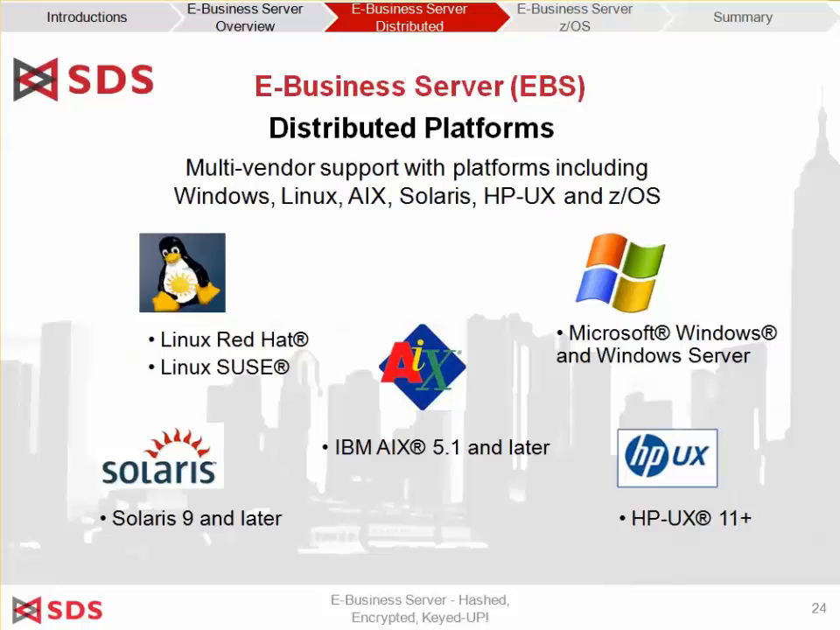EBS provides support for easy-to-use, strong encryption and authentication services to your entire enterprise across a broad band of platforms and applications. For distributed platforms, we support Linux Red Hat, Linux SUSE, Microsoft Windows and Windows Server, Solaris version 9 and later, IBM AIX 5.1 and later, and HP-UX 11+.